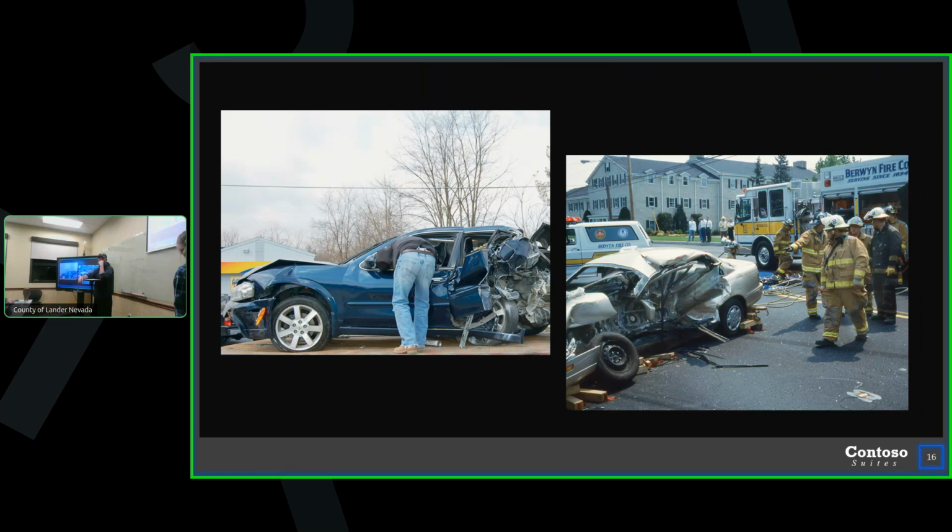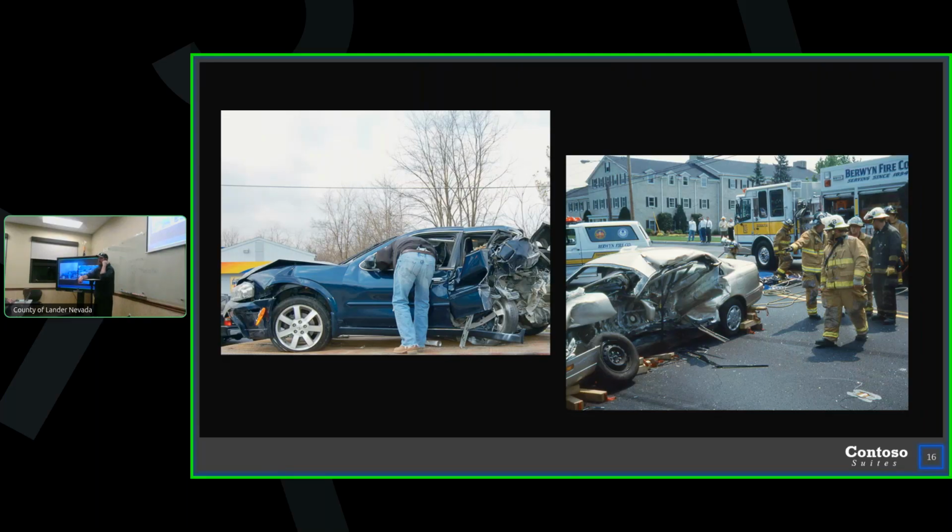This is that T-bone. This one is known for tearing aortas. So someone gets T-boned, everything moves to the side, their heart moves to the side while it's in there, and it'll tear their aorta. So that's a big one, but significant intrusion. So those are things that you want to look at.